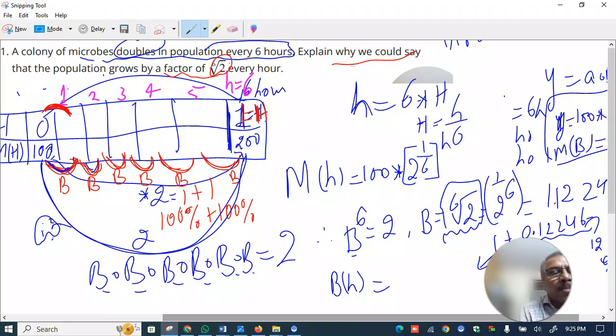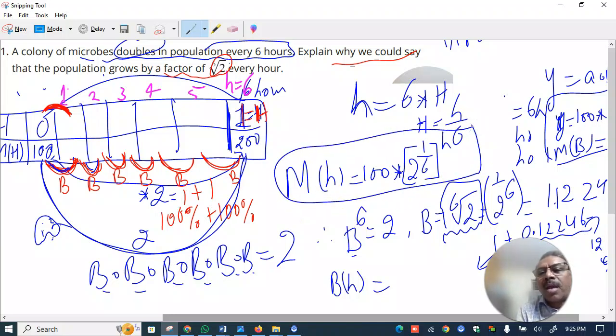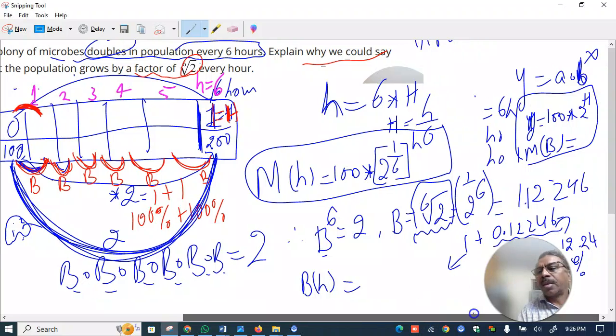And of course, the question didn't ask us to write this down, but I felt to show it right here so that we are on the same page to get an idea. So for every 6 hours, the percent increase is 100, but then we saw for every 1 hour, the percent increase is just 12.24. So let's go to the second question.